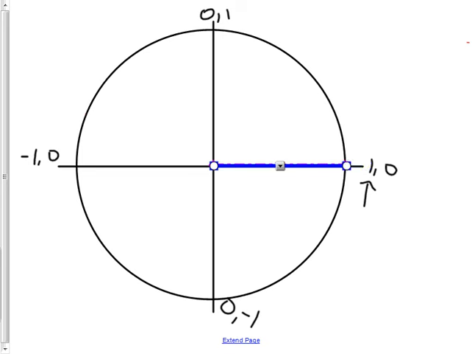What's the cosine there? 0, it's the x. What's the cosine here? -1. What's the cosine here?